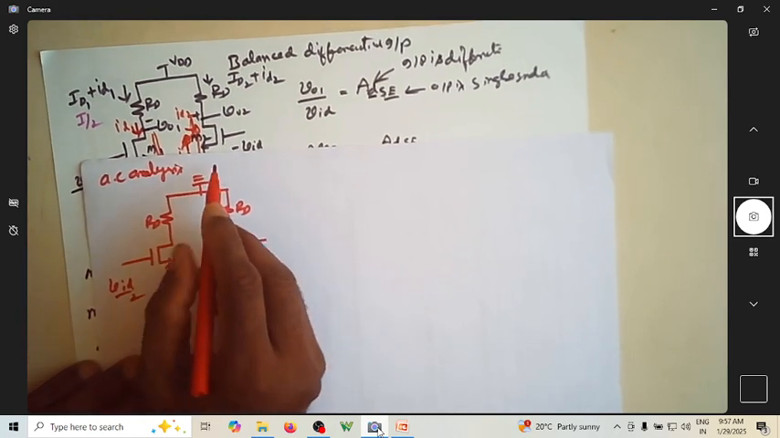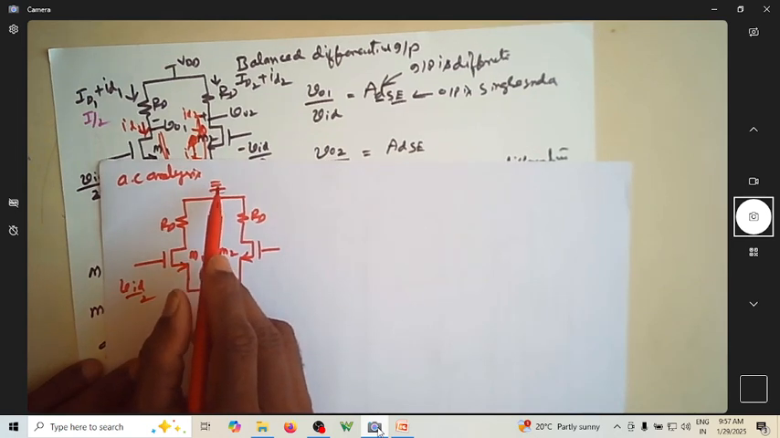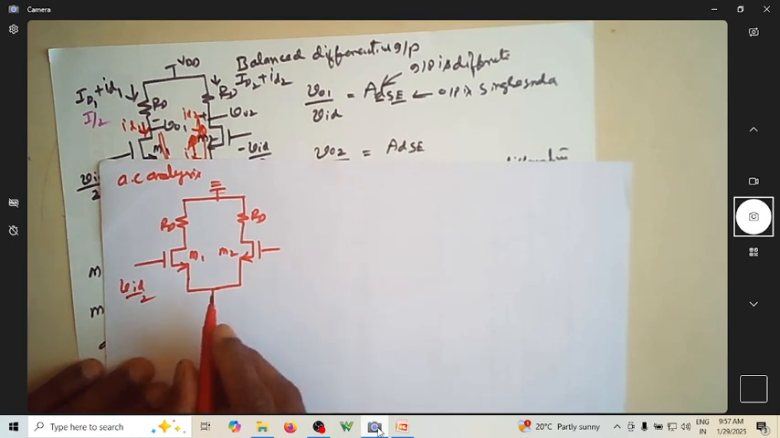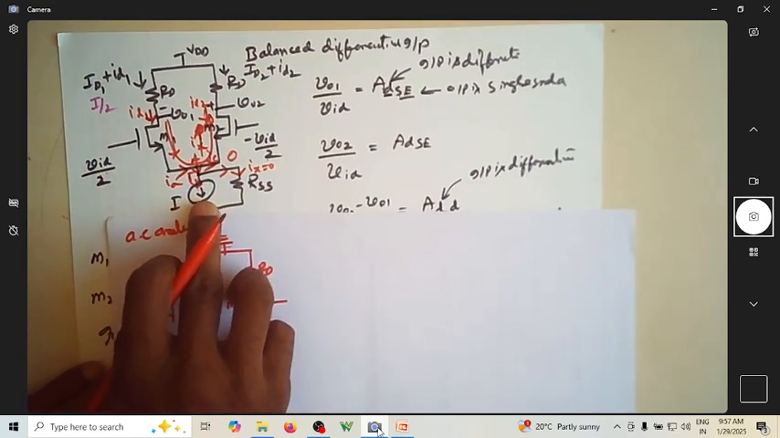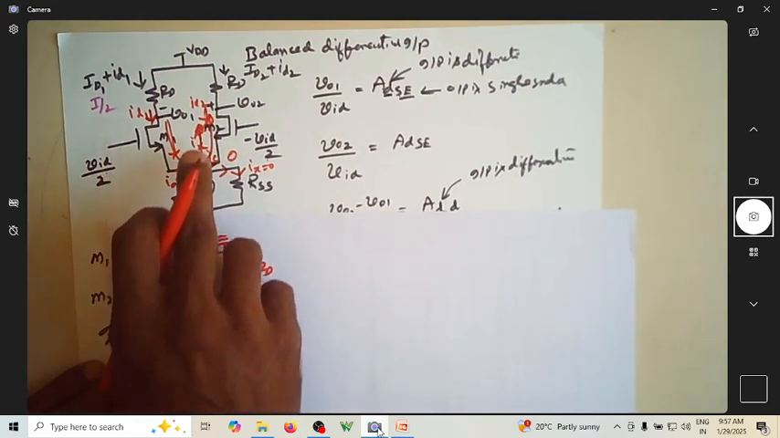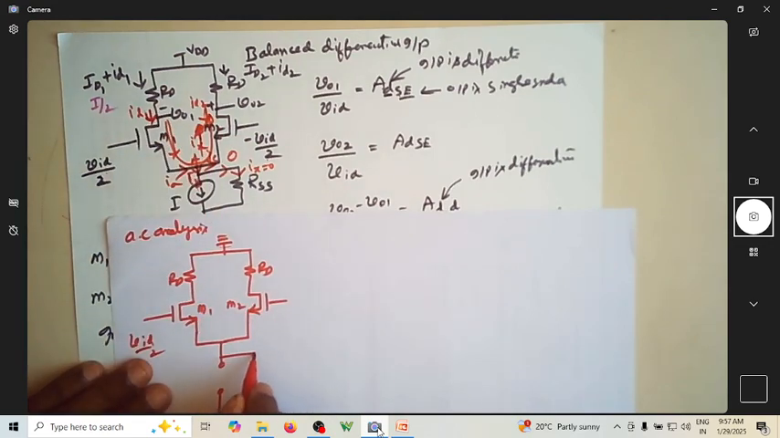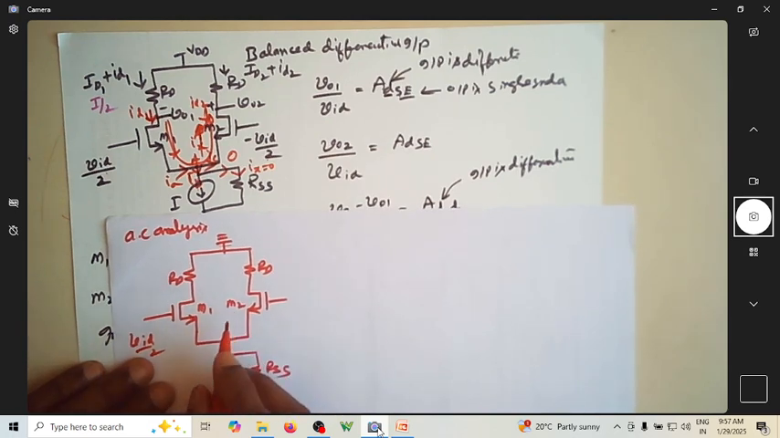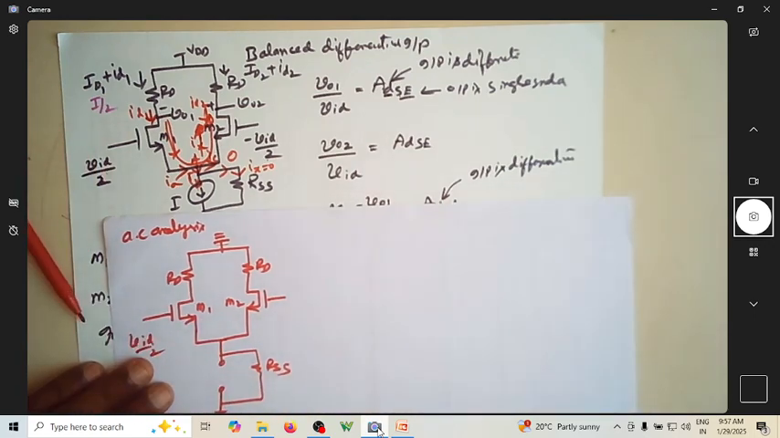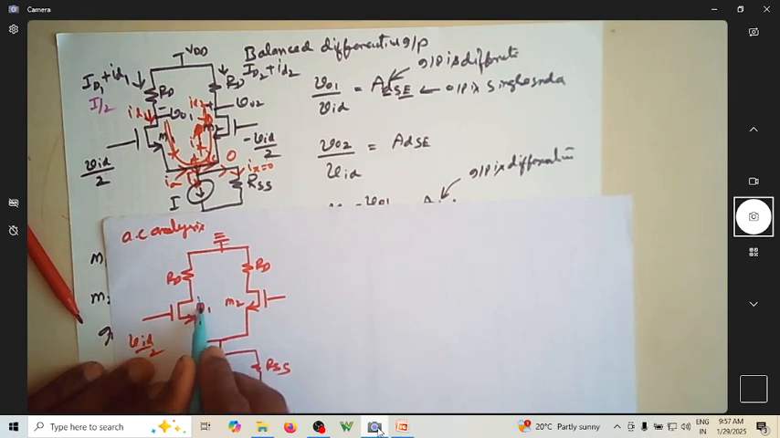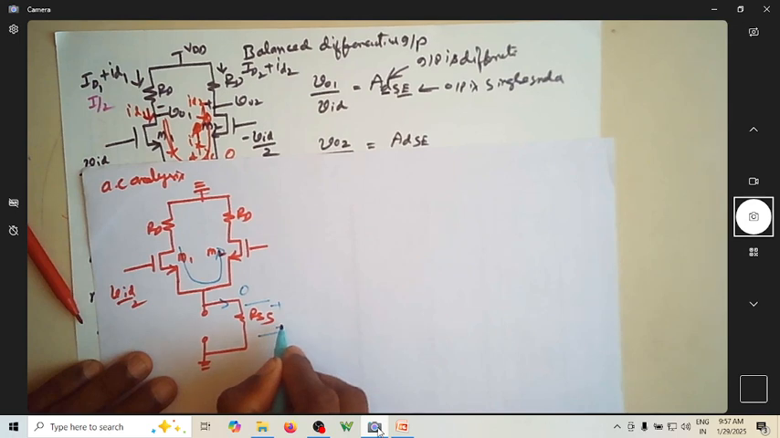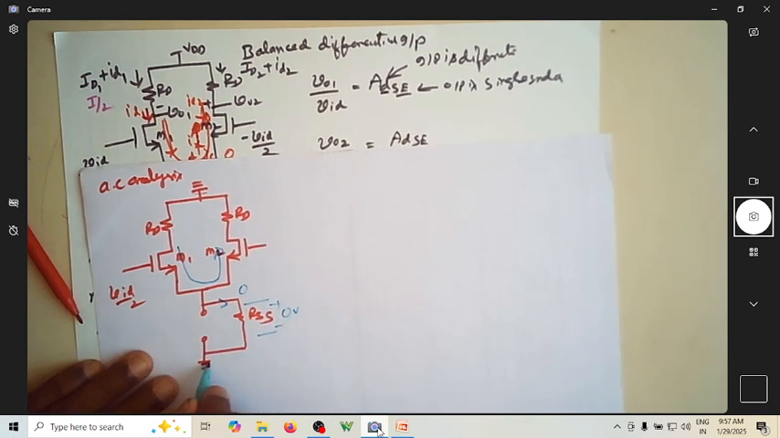For AC analysis, you are shorting the DC voltage supply to 0, and all DC current sources will be open circuited. So this is your DC current source, you open circuit it, and this is grounded, and you have this as RSS, this is ground. Now you can see whatever current that was flowing through this, the same current is flowing back here. So now the current is actually 0. When the current is 0, the voltage reference is also 0 volt. So when it is 0 volt, this is ground.